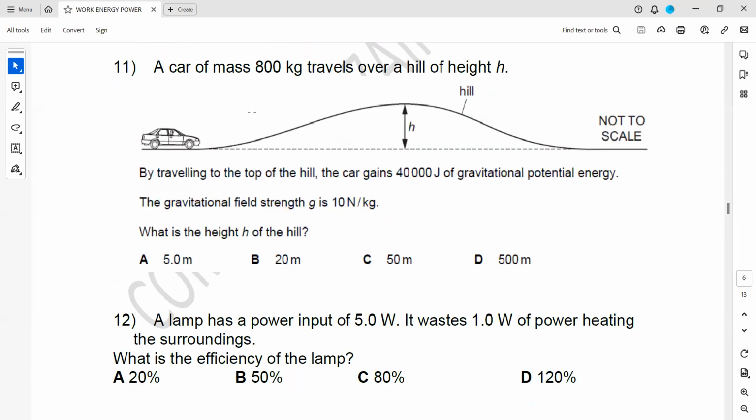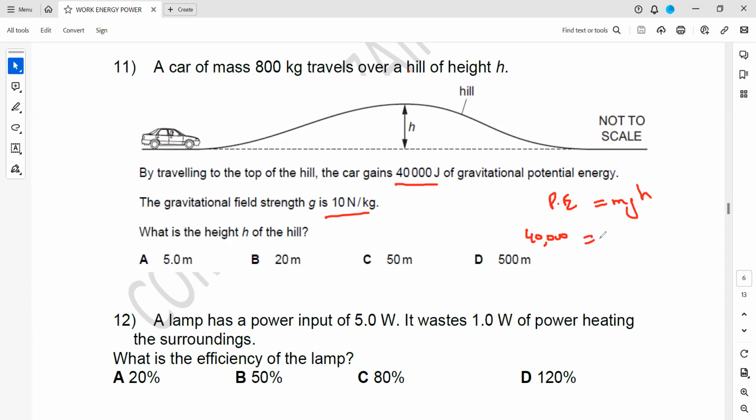A car of mass 800 kilogram travels over a hill. By traveling to the top of the hill, it gained 40,000 joules of gravitational potential energy. Take the gravity as 10. What is the height? So how to work out the height? The potential energy is equal to mgh. The potential energy is 40,000.